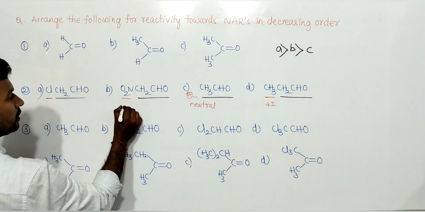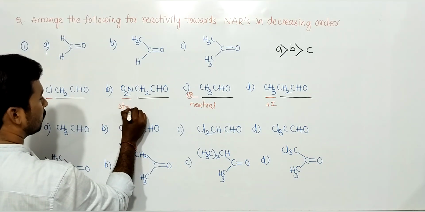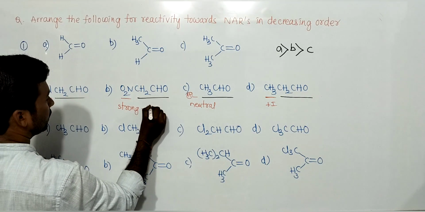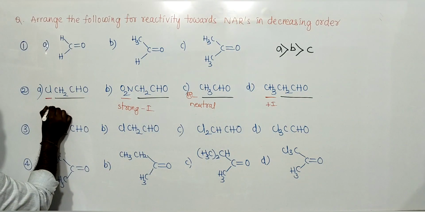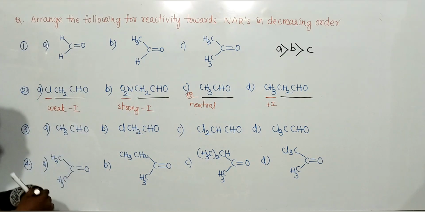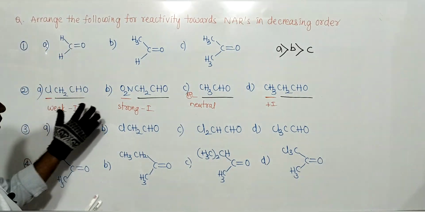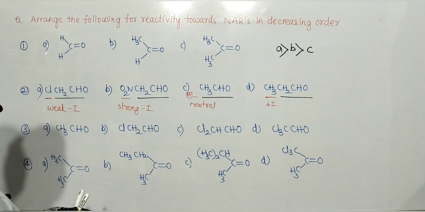Here the nitro group is strong minus I. Here chloro is weak minus I. Of course, so minus I groups increase what? The reactivity of carbonyl compounds towards nucleophilic addition reaction.